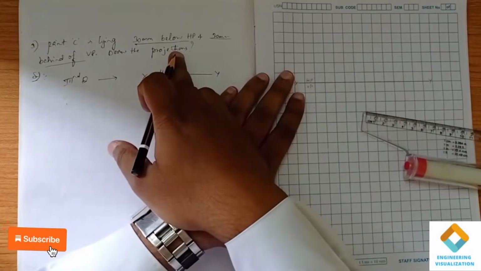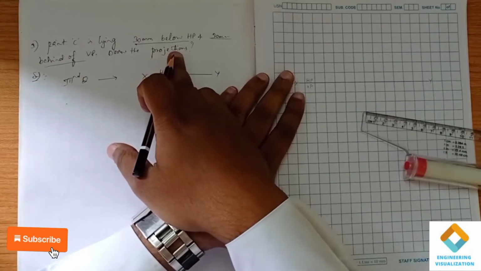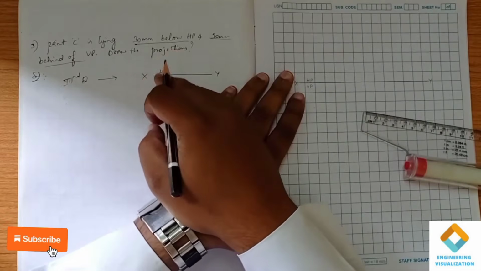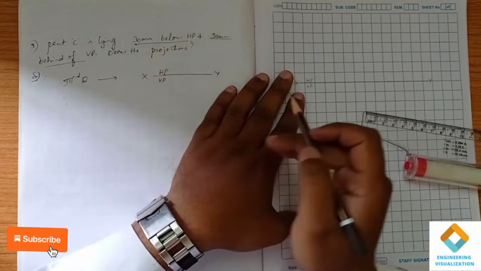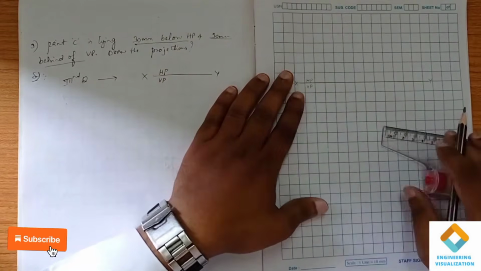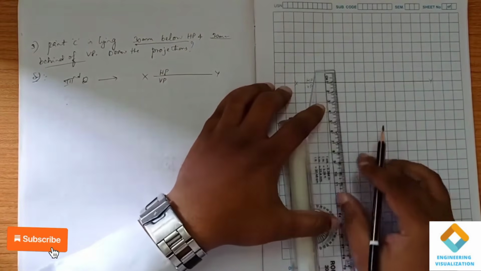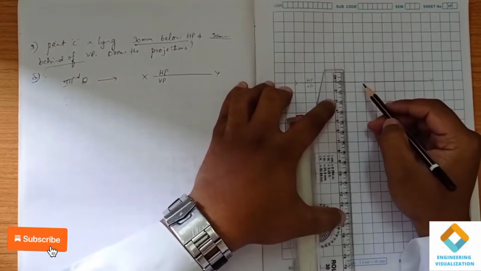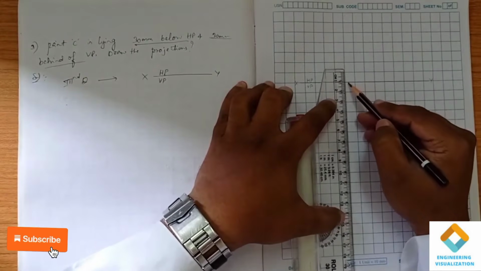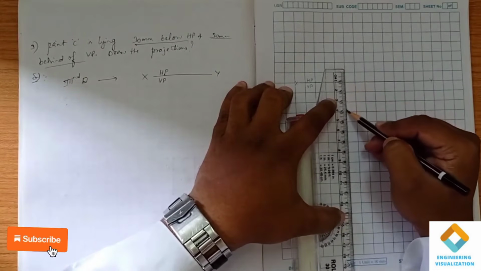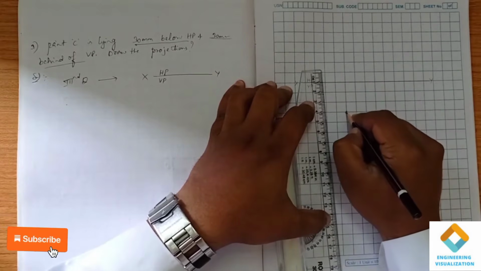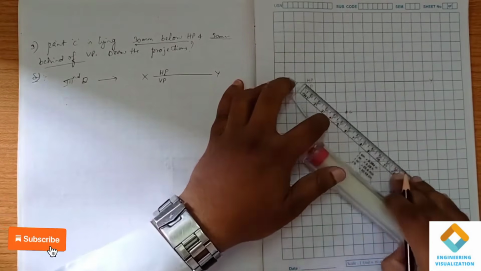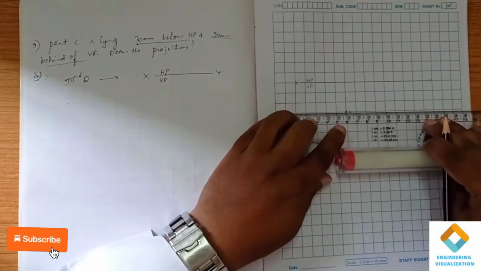So 30 mm below HP. We know the concept that if a point is lying above HP or below HP, it is in front view. So the front view will be drawn in the vertical plane. In the vertical plane we have to draw 30. Draw a line and put a point. This is C. And show it with the dimensions.